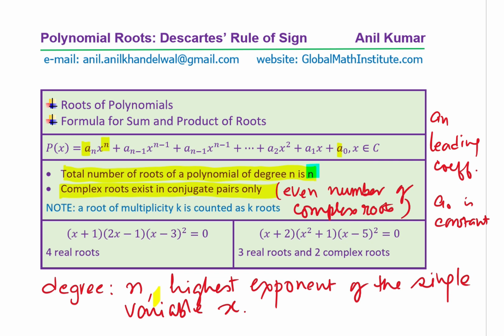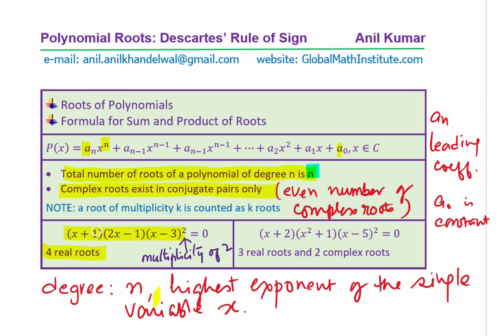To explain this further, here are examples. So if I have a factored form of a polynomial, x plus 1 times 2x minus 1 times x minus 3 whole squared equals 0, how many roots are there? Well, 1, 1, and 2, add them up. This is a multiplicity of 2. Do you see that? Or we say order of 2. So count this as 2, okay? So we have 1 plus 1 plus 2. In all, we have 4, and all 4 are real roots in this case.